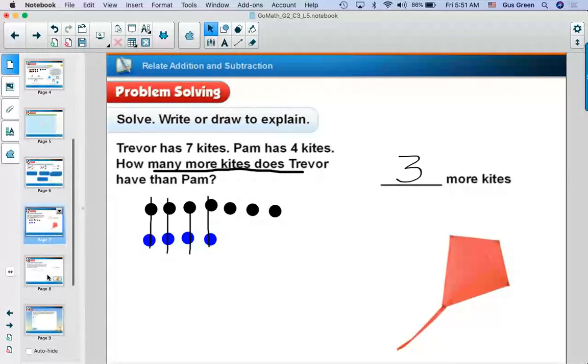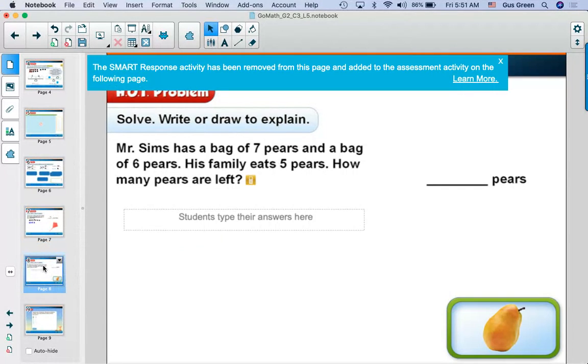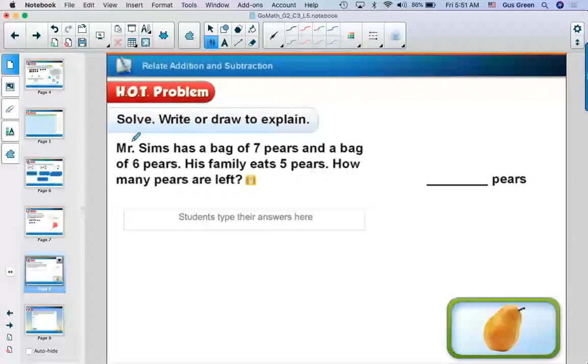All right, last problem. And this is an interesting one. Let me read it first, and then we'll kind of unpack it together. Mr. Sims has a bag of 7 pears and a bag of 6 pears. His family eats 5 pears. How many pears are left? So this, we have to do a couple of different things. Let's kind of unpack this together.